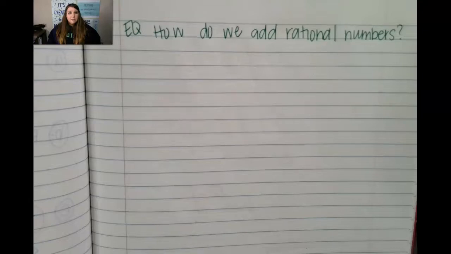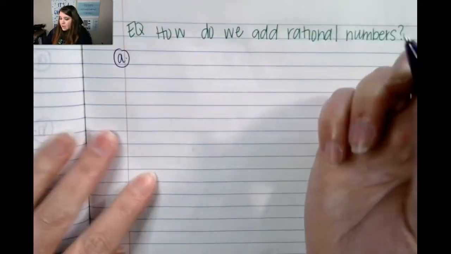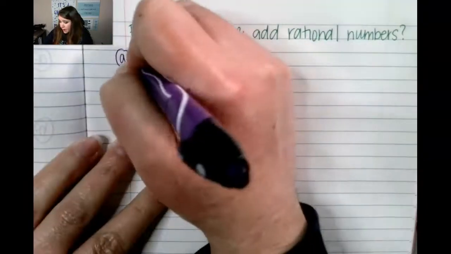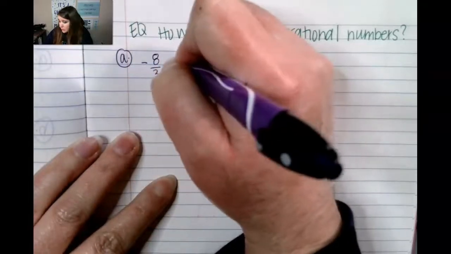So we're going to do the same thing we did with integers when we added with our chips and apply that to rational numbers. Okay, we know that rational numbers are numbers that are either fractions or decimals. And so let's go ahead and look at some examples so that you can see what exactly I mean. So we have example A, and example A says that I have negative 8/3 plus 5/6.